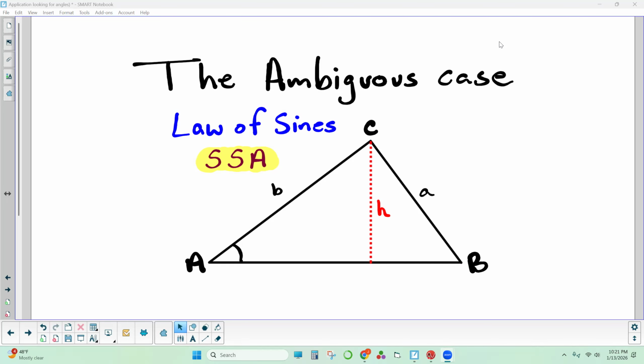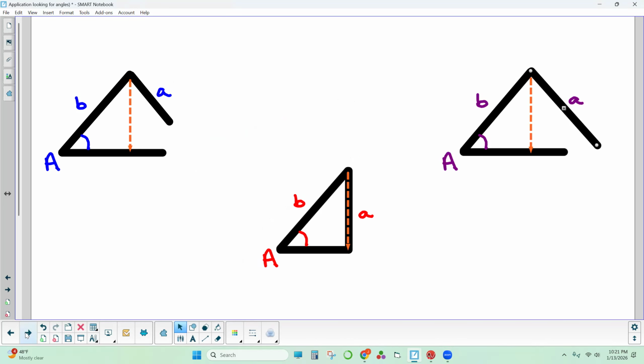Today we are going to solve side-side angle triangles using the law of sines. What we run into here is the ambiguous case, where, based on the values given, we could potentially have no solution, one solution, or two solutions. And when I say solutions, I mean what kind of triangles we can construct: 0, 1, or 2.